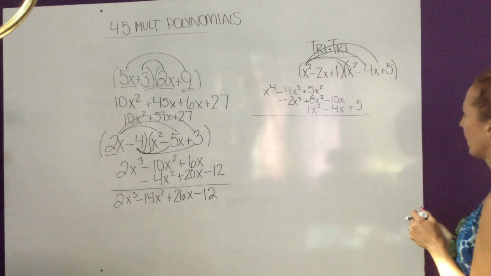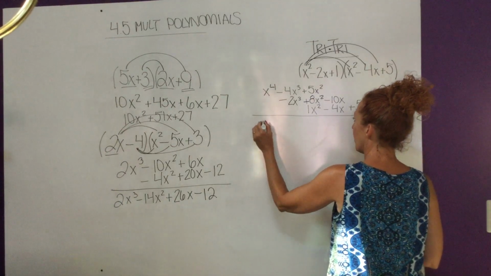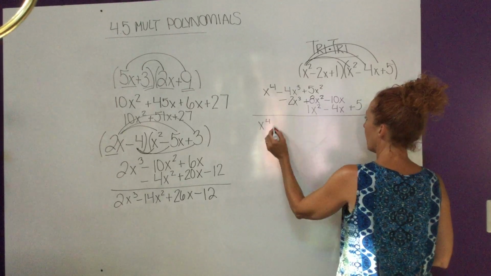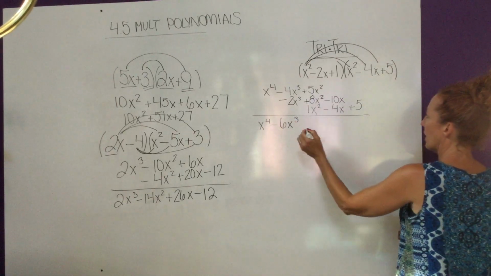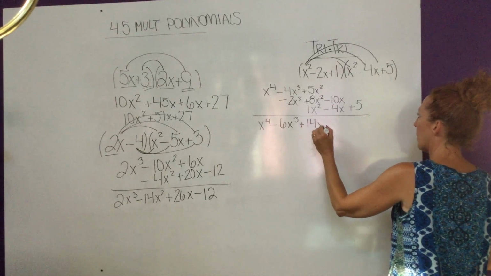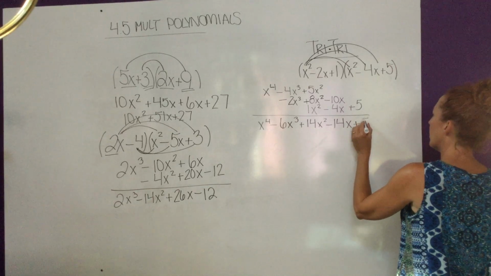Remember, the exponents are going to be unaffected. We're only messing with the coefficients. So that guy just comes straight down. Two negatives, -6x to the third. 13, 14x squared minus 14x plus 5.